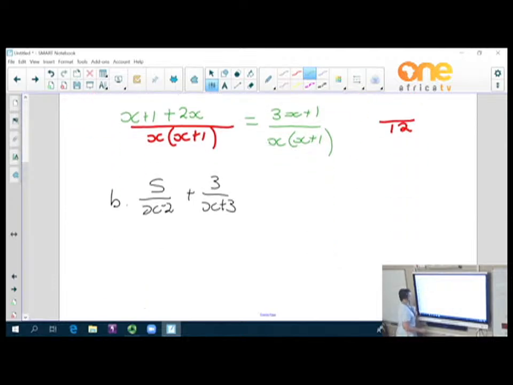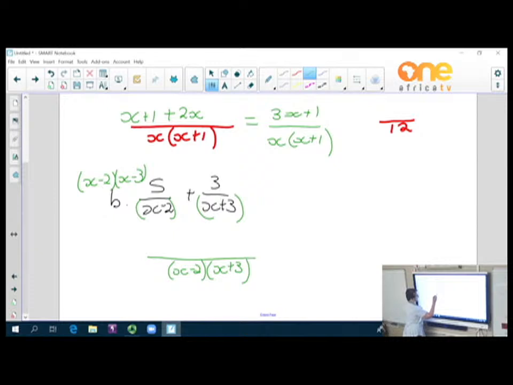What would be the LCM here? Put brackets around them so that you can see it as a whole. So I multiply the 2, and it is then x minus 2 times x plus 3. I multiply my LCM. Put the step in. Show that you're doing it. Otherwise, you're going to struggle. And I times here with x minus 2, x plus 3. And cancel. So this one will cancel out.